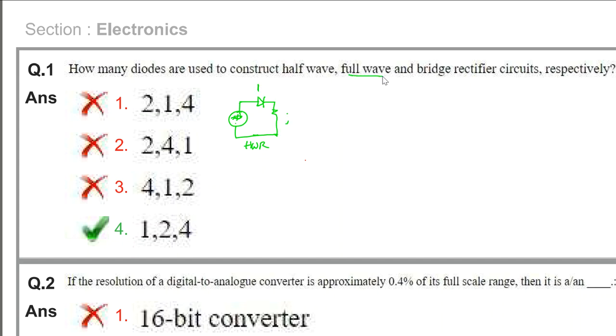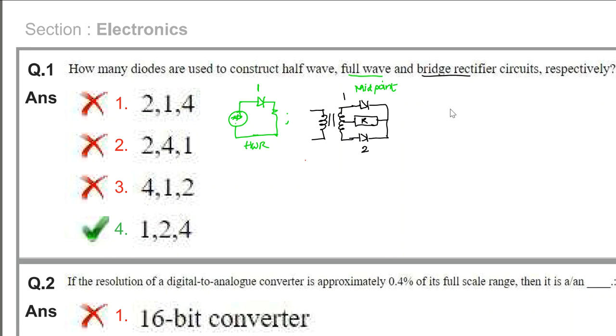Similarly, in a full wave rectifier, there are two configurations. The first one is the midpoint configuration, and the second one is the bridge configuration. In the midpoint configuration, we will use a transformer like this. Here we'll take a midpoint, and here we have some load, and the diodes are connected like this. So here the number of diodes is 2.